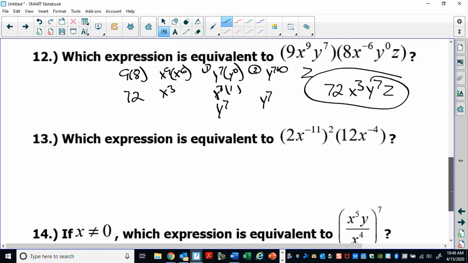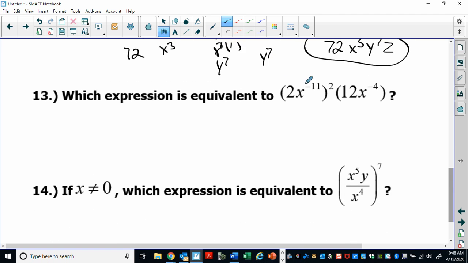All right, coming down, last two. We're just going to do the same thing. First, before we multiply, there is an exponent there, so we're going to distribute it. So it's going to be 2 to the 2nd power, x to the negative 22nd power, and then we're still going to have 12 x to the next.